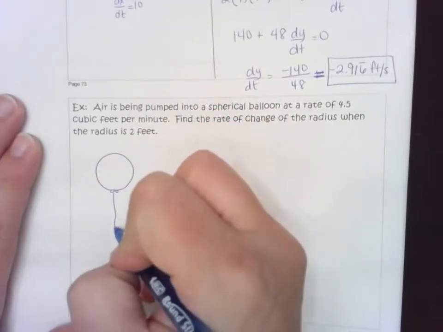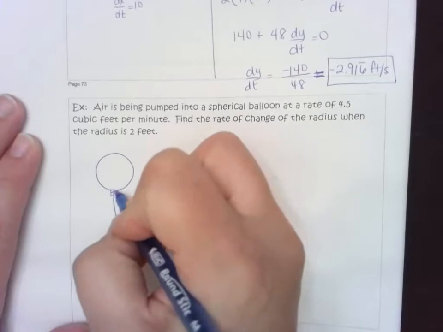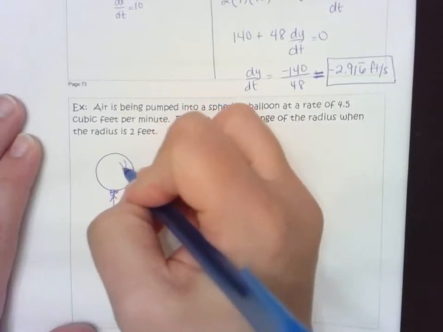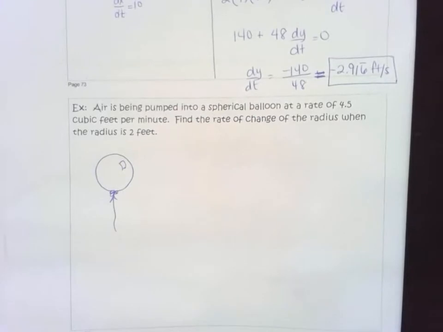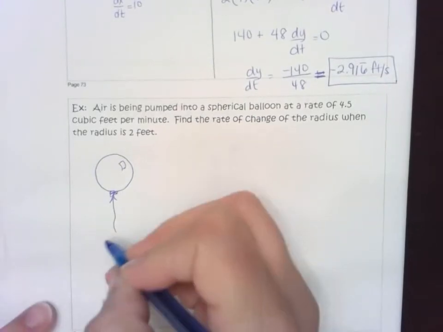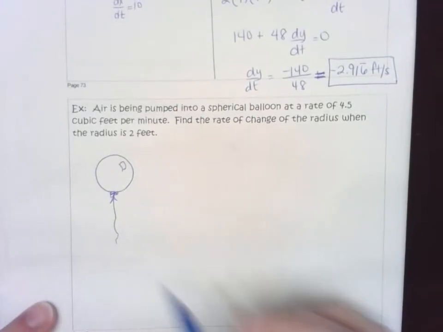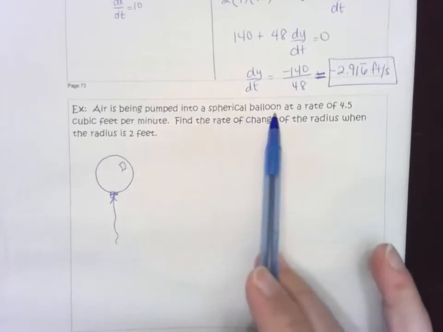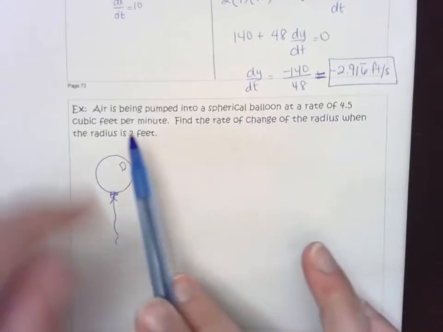You can be as detailed with this as you want. It does not matter. I like to put a little light reflection on the balloon. If you want to draw Pennywise attached to that balloon, go right ahead. It says air is being pumped into a spherical balloon at a rate of 4.5 cubic feet per minute.